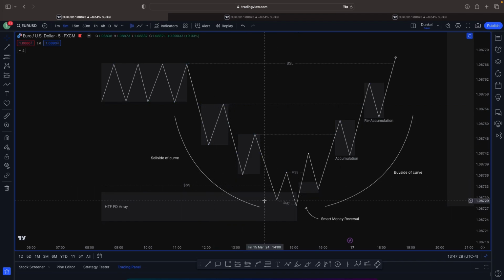Then we get a mitigation of the higher time frame PD array and a smart money reversal, which I'm going to go over in a minute. Then we have the accumulation and the reaccumulation, targeting the original consolidation high.